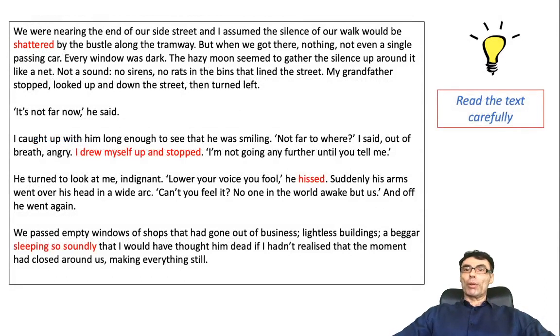Slowed herself down and made herself as tall as possible is right there in paragraph 3. I drew myself up and stopped. Her grandfather spoke to her in a low angry voice, that's hissed in paragraph 4. And lastly, the homeless person was fast asleep, well that's paragraph 5, sleeping so soundly. Just read the text carefully, you will find them and then copy them, paste them in.